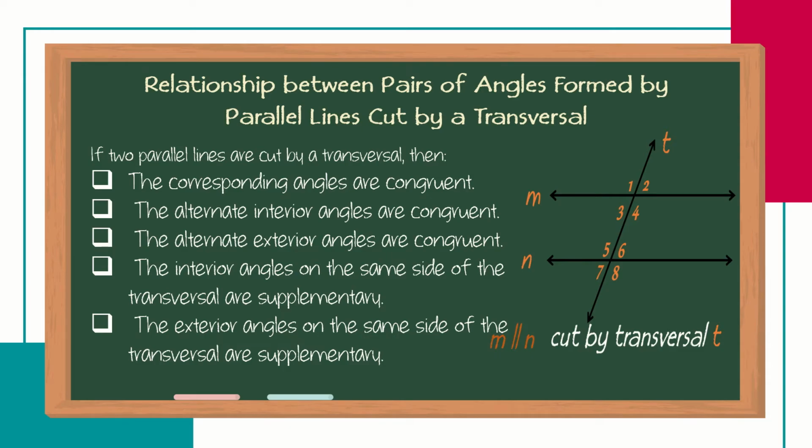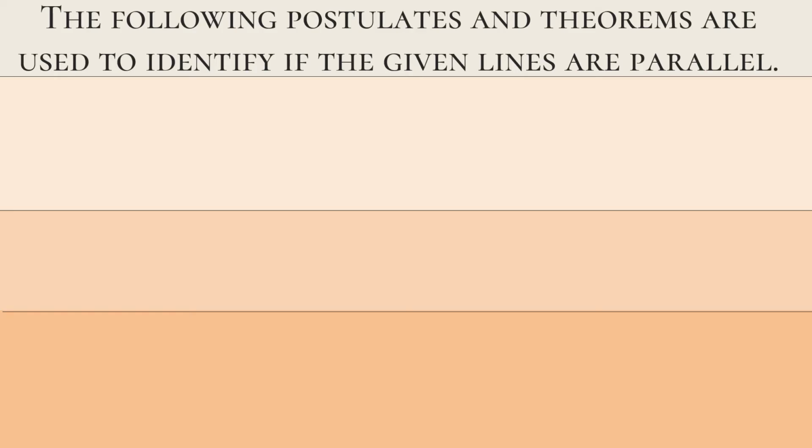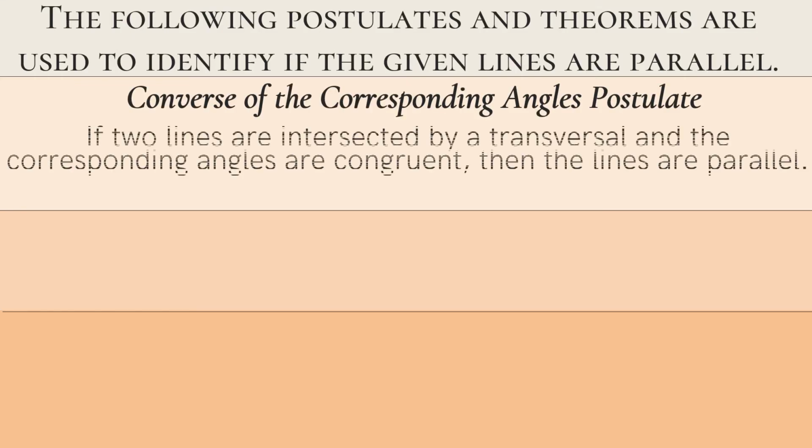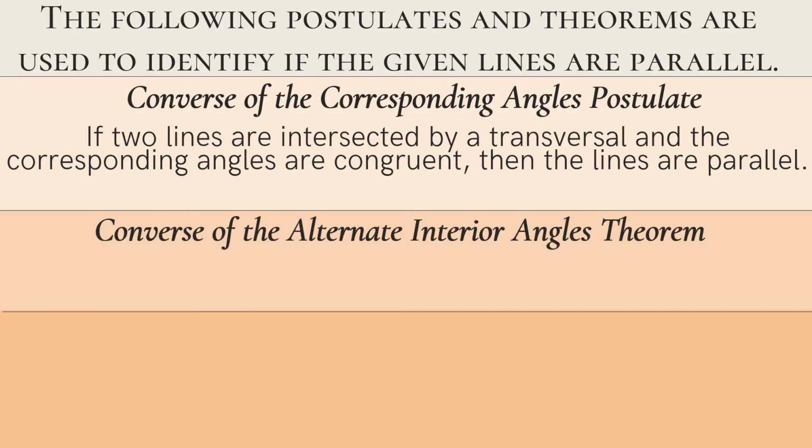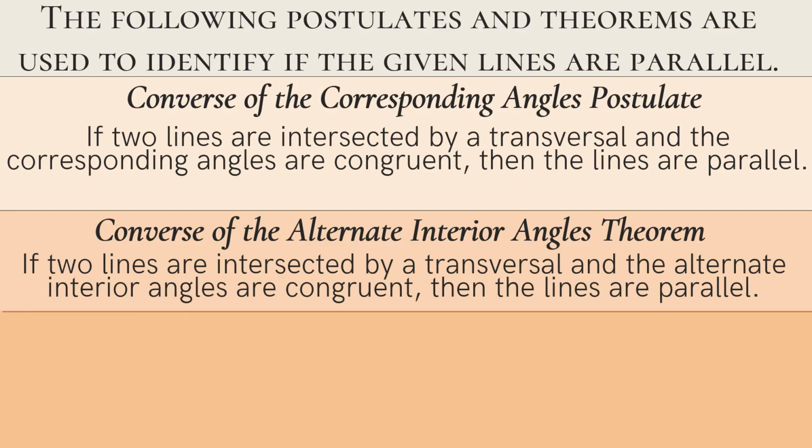Let us proceed to the postulates and theorems that are used to identify if the given lines are parallel. We have the converse of the corresponding angles postulate. It states that if two lines are intersected by a transversal and the corresponding angles are congruent, then the lines are parallel. The next theorem is the converse of the alternate interior angles. If two lines are intersected by a transversal and the alternate interior angles are congruent, then the lines are parallel.